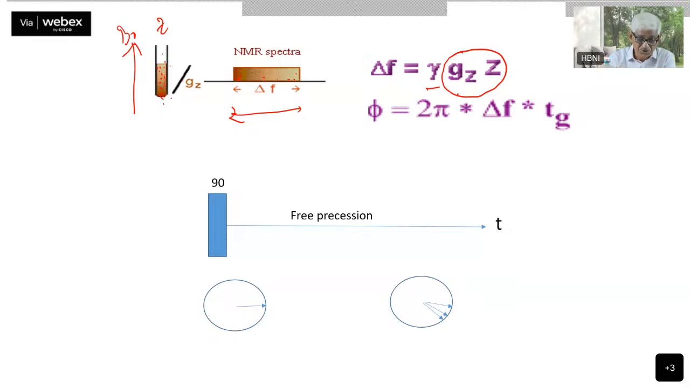Now, in this situation, when you do a free precession in the presence of the gradient, the single line which is there will now spread out into so many lines.